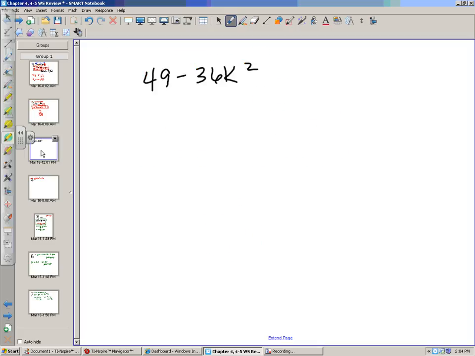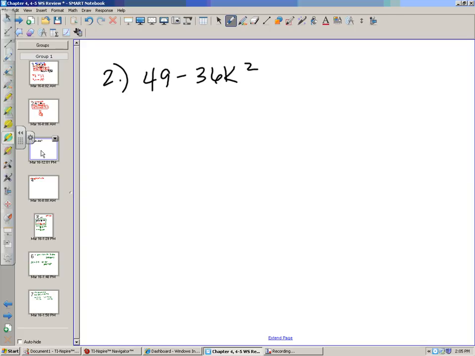What about this one? What is that one number? Number 2? 49 minus 36k squared. What do you notice, Kayla? 49 is a perfect square, so is 36. If they're both perfect squares, can I have a GCF? I could, but do I?